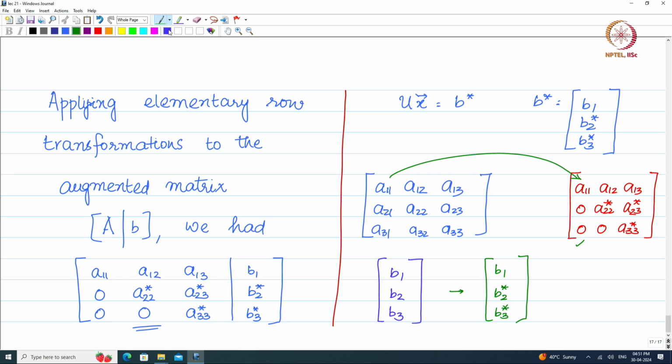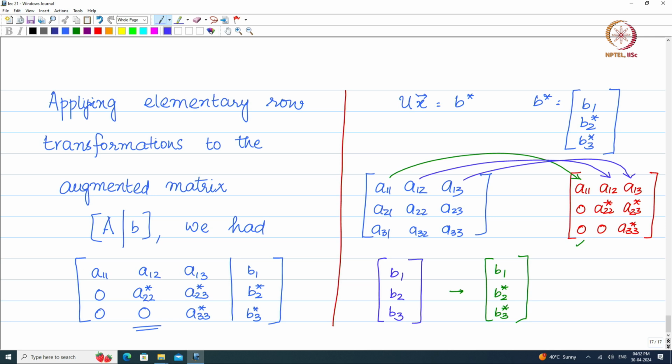Similarly, the second vector that we had, A12, A22, A32, upon the series of elementary row transformations that we did, got transformed to a vector which is just in the E1 E2 plane, and the third vector, A13, A23, A33, got transformed to another vector in 3D space, which is A13, A23 star, A33 star. So, essentially, we see that when we apply the series of elementary row transformations, these are transformations applied on the column vectors, such that you get a structure like this.